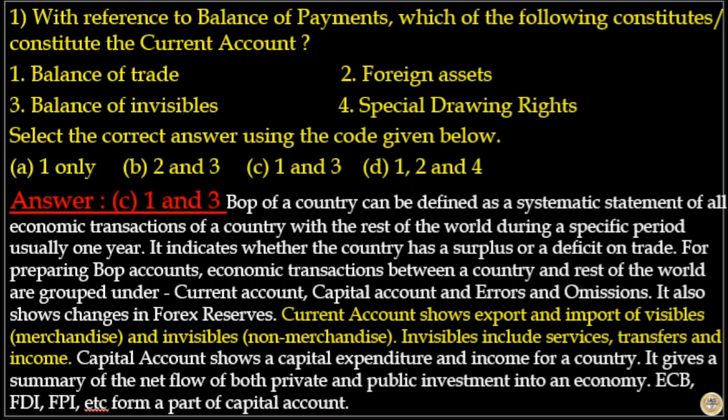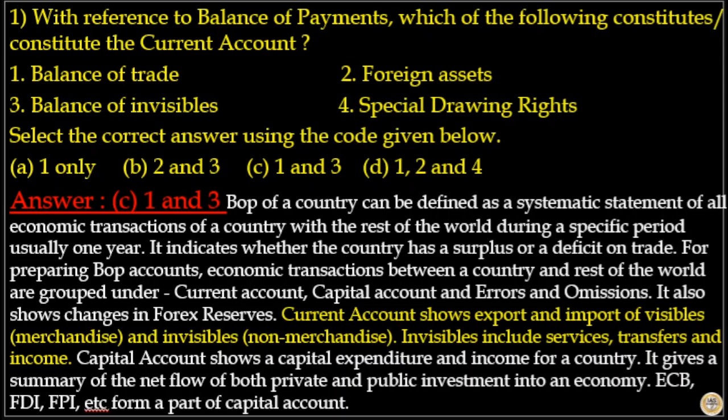Balance of payment of a country can be defined as a systematic statement of all economic transactions of a country with the rest of the world during a specific period, usually 1 year. It indicates whether the country has a surplus or a deficit on trade. For preparing balance of payment accounts, economic transactions between a country and the rest of the world are grouped under current account, capital account, and errors and omissions. It also shows changes in forex reserves, that is foreign exchange reserves.